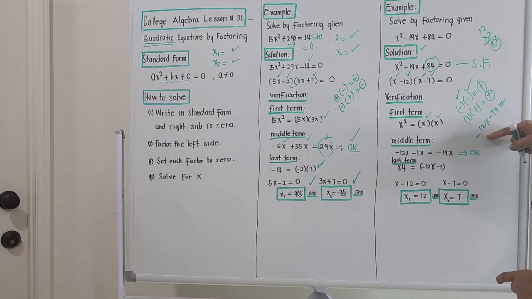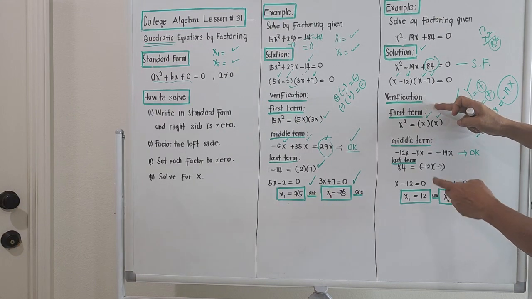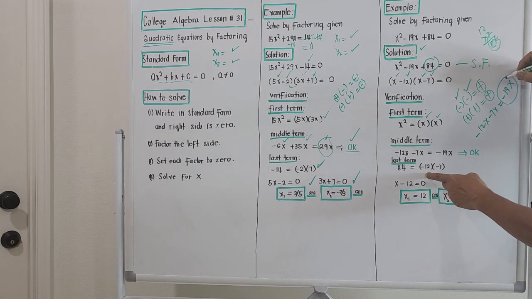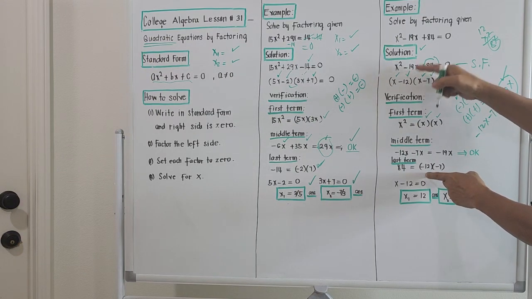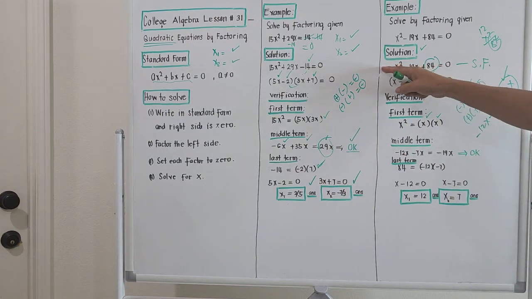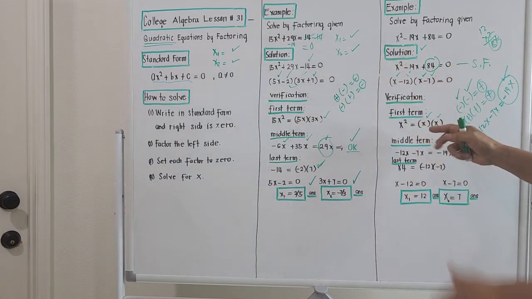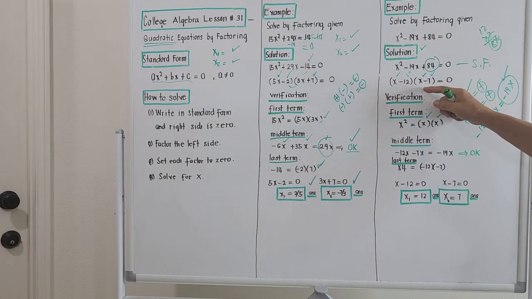These are similar terms, both negative, so negative 12 plus negative 7 gives negative 19x. The middle term, with these values in the first term and last term, came out to be negative 19x. It satisfies the given quadratic equation. So the factors of x squared minus 19x plus 84 are the product of two binomials, the quantity x minus 12 times the quantity x minus 7, and this should be equal to 0.